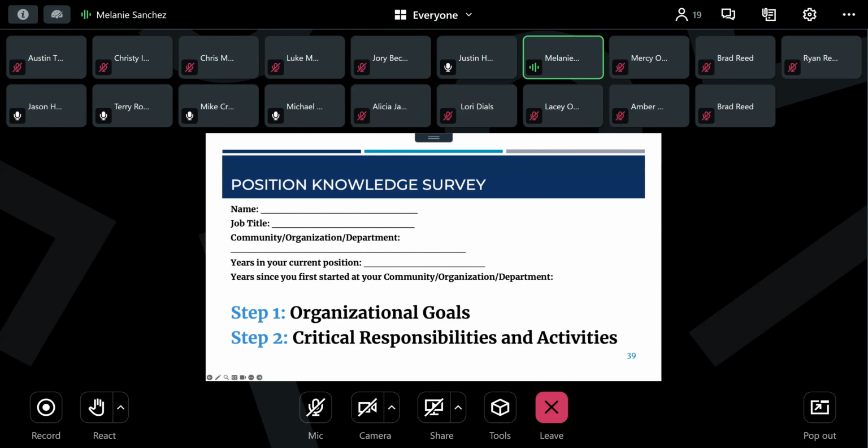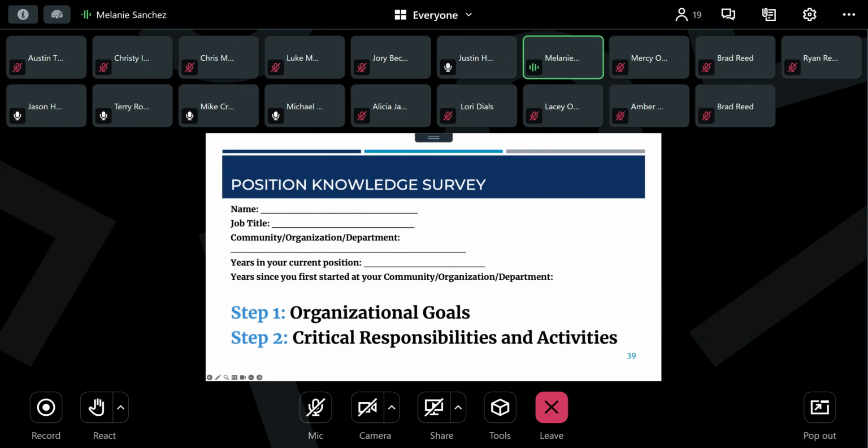Succession planning. A position knowledge survey is very critical in succession planning, and it helps to identify potential successors. Performance evaluation. It can be a basis for employee performance evaluations, and helps provide a clear standard against which employees can be assessed.